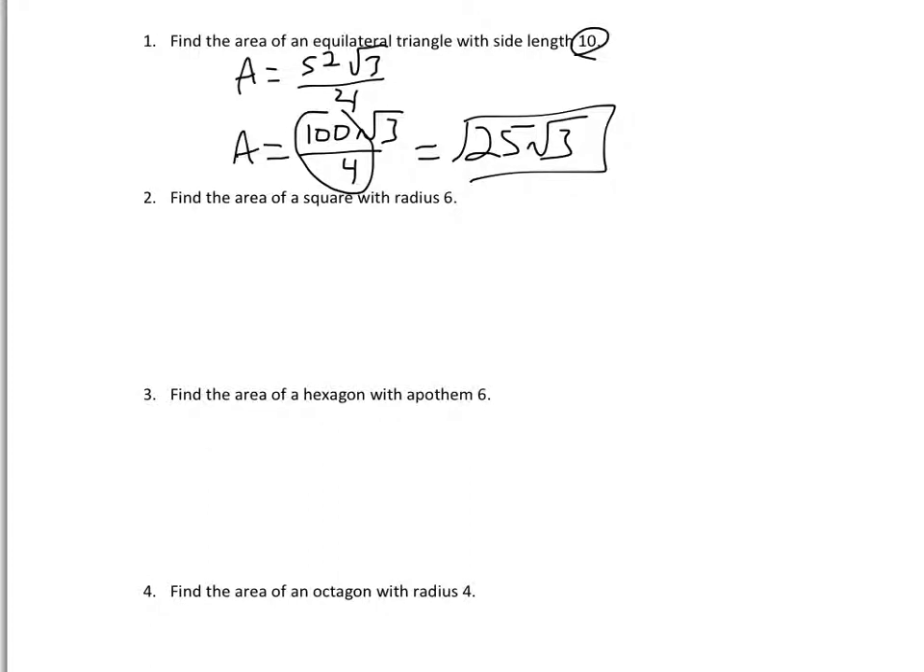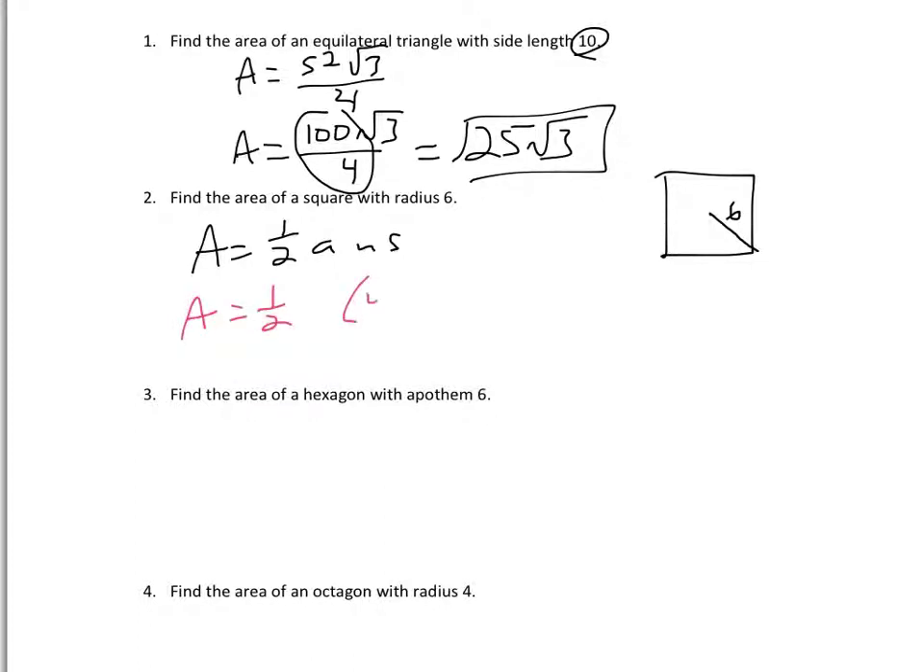Now for number 2, we're going to find the area of a square with radius 6. So if we draw the square, draw the radius. Remember, radius goes from center to a vertex. That's 6. We still need to find some stuff, and we've got 1/2 a n s. We know the number of sides is 4. We don't know the apothem yet, and we don't know the side length yet. So we have to find those things.